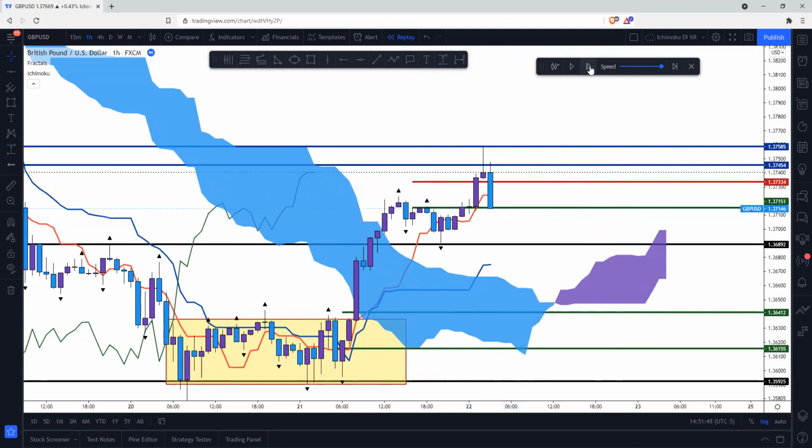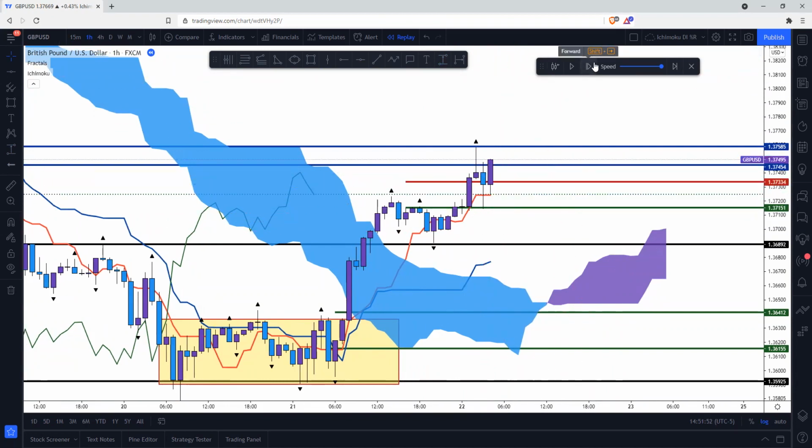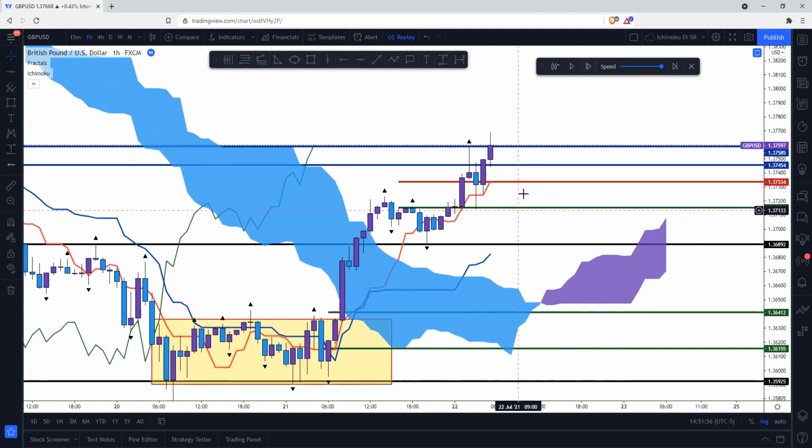So let's see. Well, and then look what happened. Knocked us out. But look, market keeps going up and it broke higher. So you could play with this however you want. You could have taken all your profit at that candle, like right when that candle closed, you could have taken all your profit.